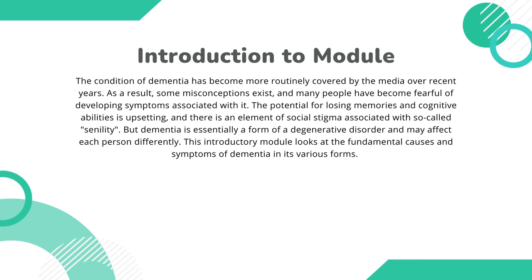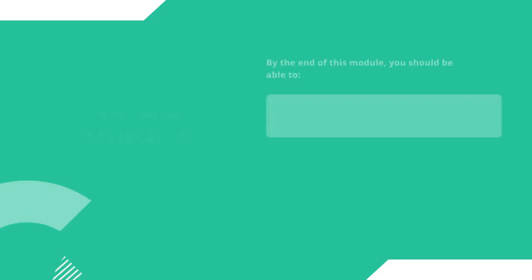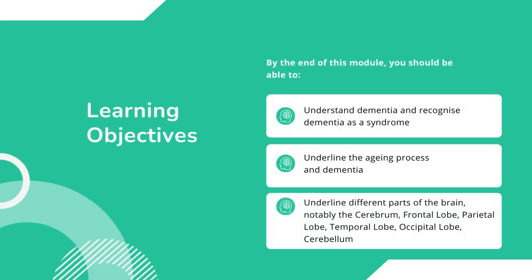This introductory module looks at the fundamental causes and symptoms of dementia in its various forms. Learning objectives. By the end of this module, you should be able to understand dementia and recognize dementia as a syndrome. Understand the aging process and dementia. Understand different parts of the brain, notably the cerebrum, frontal lobe, parietal lobe, temporal lobe, occipital lobe, cerebellum.